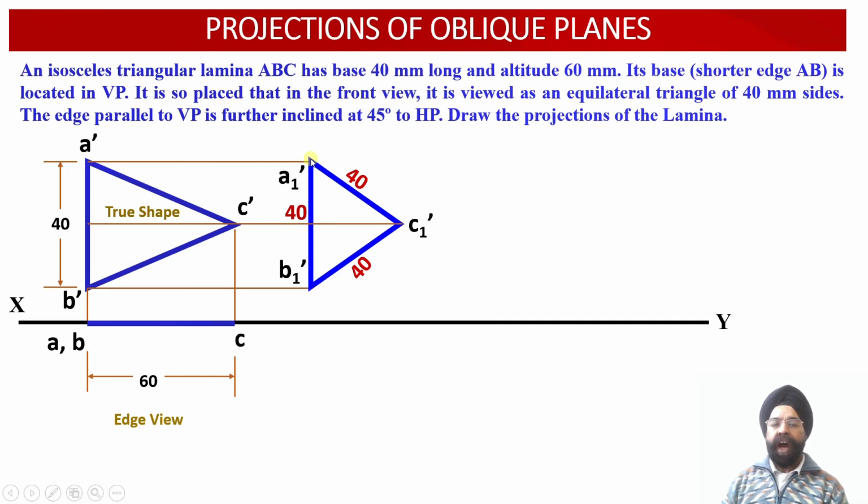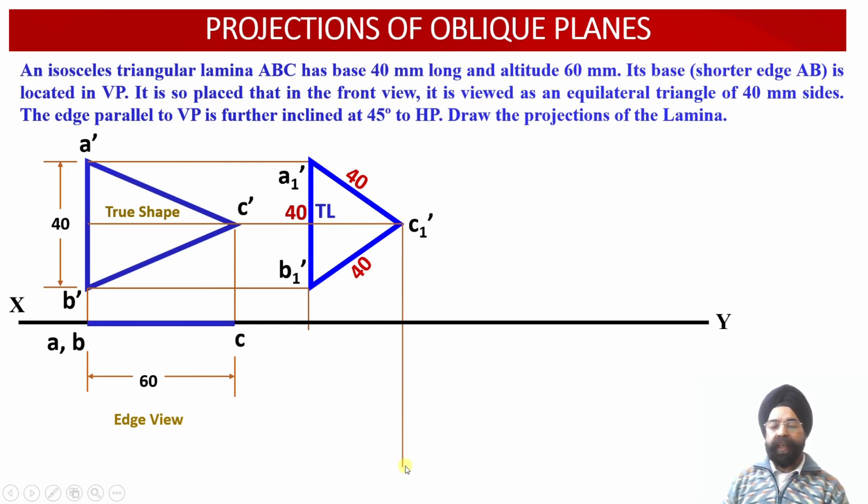Now having obtained the true length projection of this edge A1 dash B1 dash and the apparent length projections of the edges B1 dash C1 dash and A1 dash C1 dash, we are going to obtain the angle of inclination of the surface of this lamina with respect to the vertical plane. So how can that be done? From A1 dash and B1 dash, we are going to draw one vertical projector line. Similarly, from the point C1 dash, again we are going to draw one vertical projector line over here.